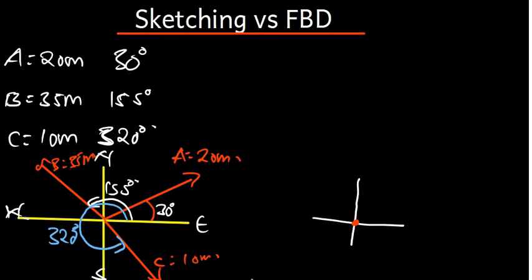At that first point, we have vector A, which is 20 meters. Even when it comes to sketching, this is 20 meters, this is 35 meters, this is 10 meters. The vectors themselves are going to differ in terms of length. Vector A is going to be a bit longer than vector C, and vector B is going to be a bit longer than A and C.